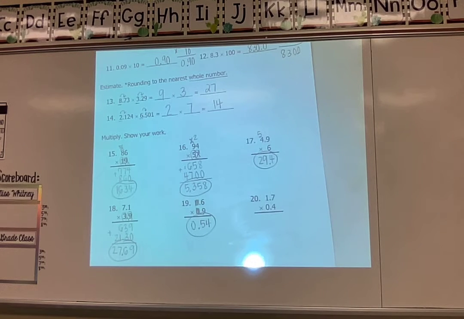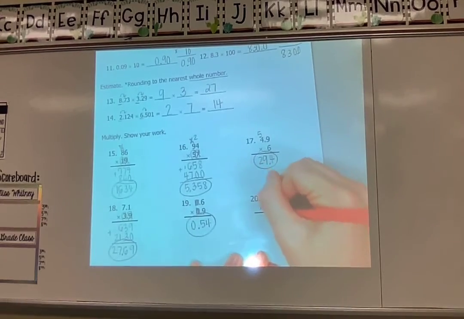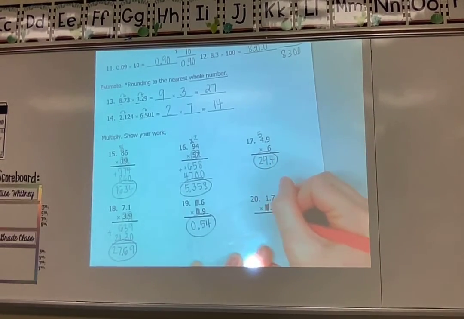And finally, number 20, 1.7 times 0.4. Scribble out that 0 up front. 4 times 7 is 28. Put my 8, carry my 2. 4 times 1 is 4, plus 2 more is 6. Counting up my decimals because I know there were some in there. I have 1, 2, so 1, 2, decimal, add a 0.